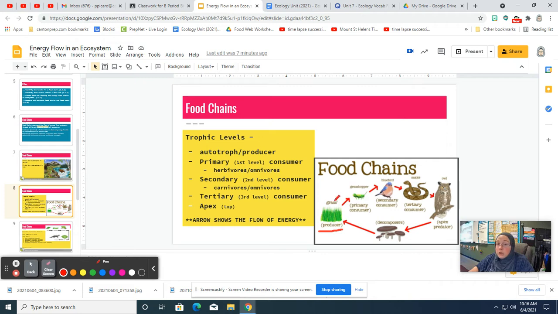Our autotroph is always our first level of our food chain. That is where we start, right? We're going to put P for producer. We're going to move on to our next level.